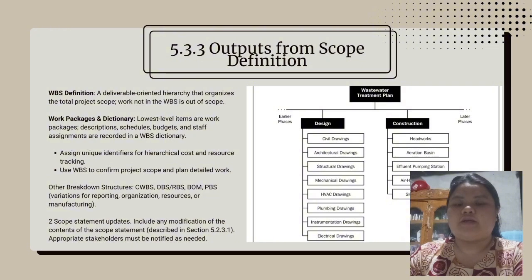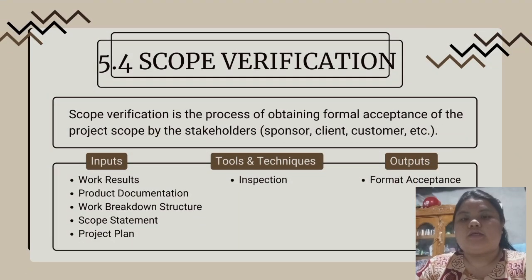The project is divided into design and construction phases, and each phase contains detailed tasks such as civil drawings, structural drawings, and facilities constructions. Next topic is scope verification, the process of obtaining formal acceptance of the project scope by the stakeholders, sponsor, clients, and customers.